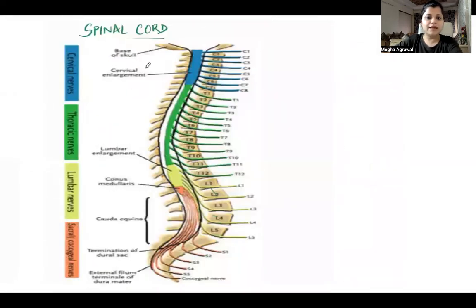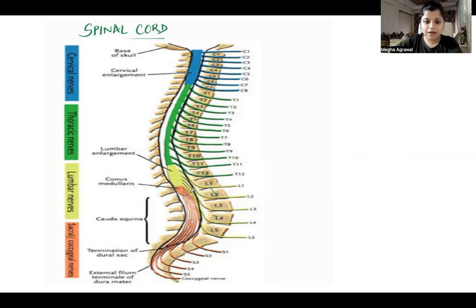Now, if we talk about the spinal cord, as you can see, the spinal cord is inside the vertebral canal. It starts at the level of the rostral border of the medulla, and it goes till the sacrococcygeal ligament, this sacral hiatus. This blue one is the cervical part of the spinal cord, this green is the thoracic part, this yellow is the lumbar part, and this orange one is the caudal-most part, known as the conus medullaris. So the spinal cord ends at the conus medullaris.